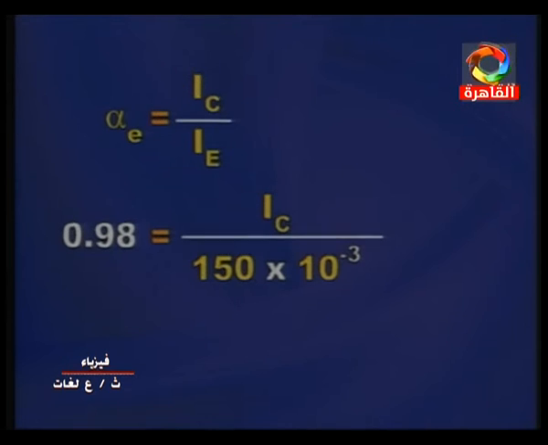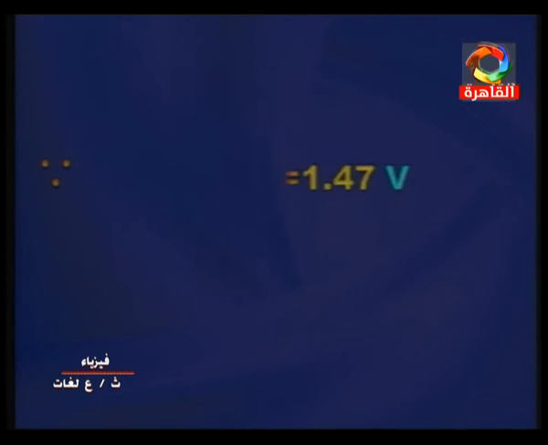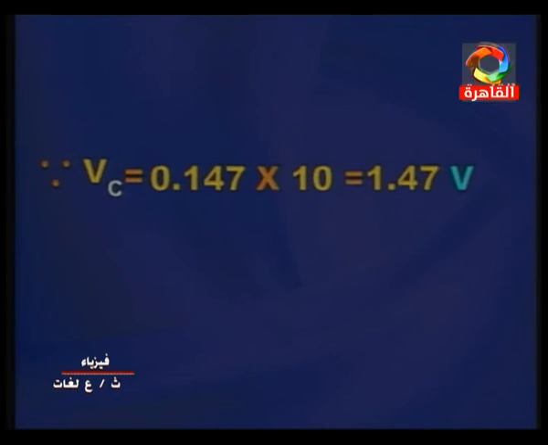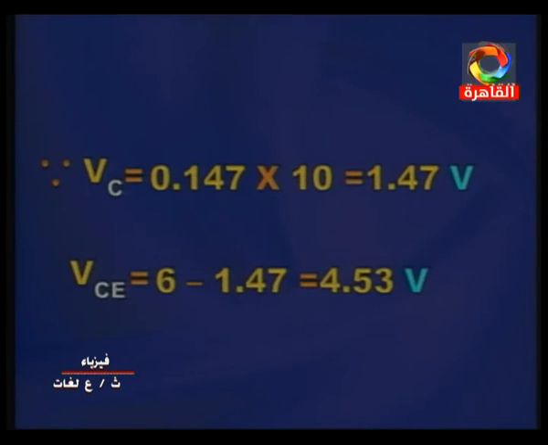Alpha E equals IC over IE. Emitter current is given as 150 times 10 to the power of negative 3. So the collector current can be determined. It is equal to 0.147 ampere. Now we can calculate the potential across the collector. IC times RC is 0.147 times 10, which is 1.47. Minus V battery gives V out, VCE. So VC is equal to 6 minus 1.47, which is 4.53 volts.